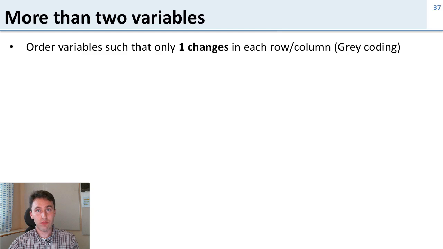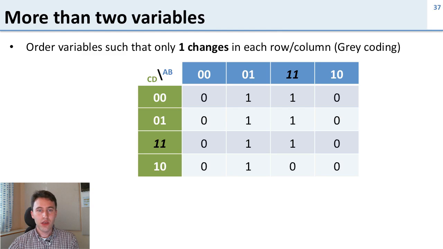Let's take a look at an example so we can see how this works. So here we go, I've got four inputs. A and B are across the top in blue, and C and D are down the side in green. And look at how the numbers go across the top and along the bottom. So we go from 0, 0 to 0, 1. That's good, only one bit changed. But then we don't go to 1, 0. Instead, we go directly to 1, 1.